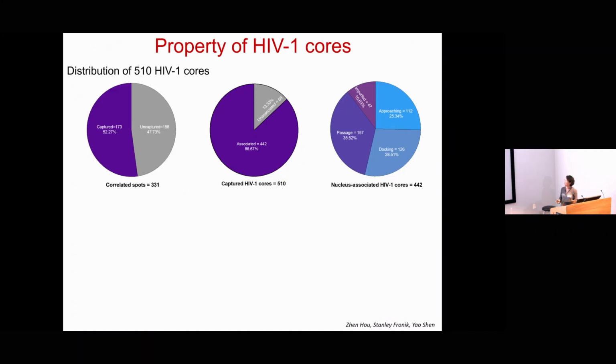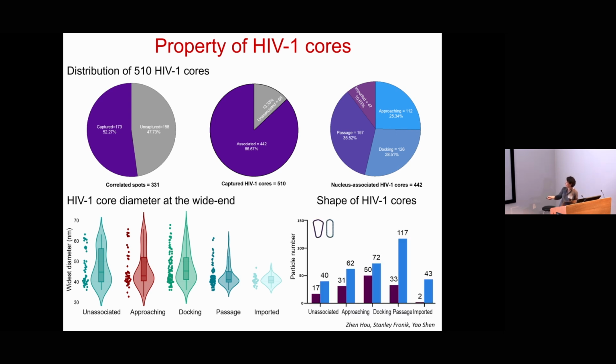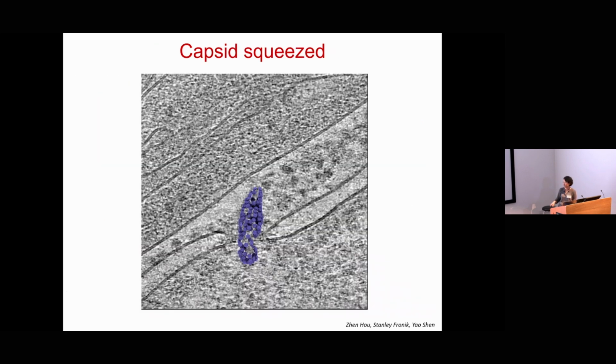So with these two systems we developed, we can capture over 500 nuclear HIV cores in the process of nuclear transport. We can analyze how many are in different stages, and we can analyze which core goes in which stage. It turns out only the smaller cores pass through, and the smaller cores are actually being imported. Most of those being imported are the tubular-shaped cores, not the conical-shaped cores. We only found two small conical-shaped cores among those.